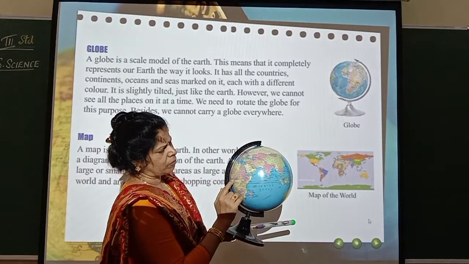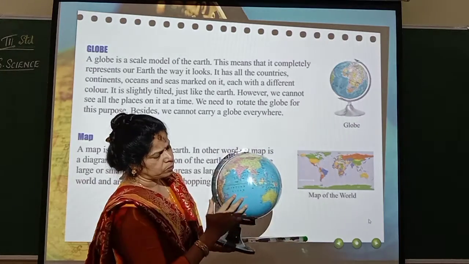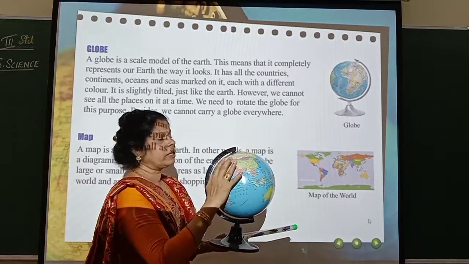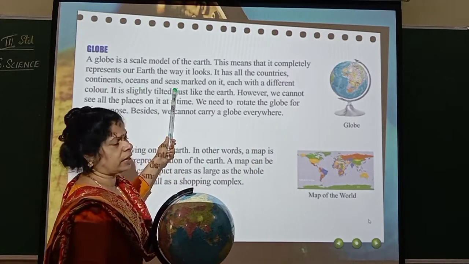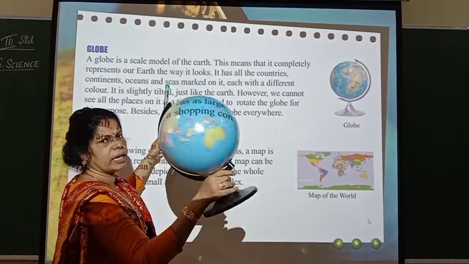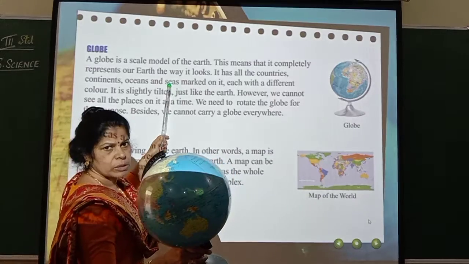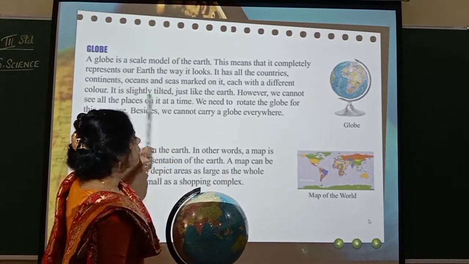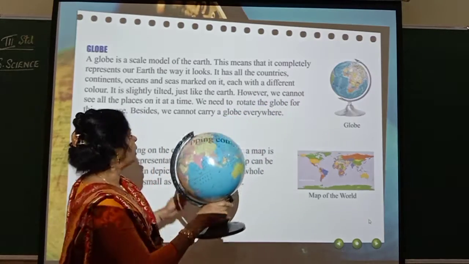See, pink is there, violet is there, yellow, little greenish, and then blue. Most of the part is blue, isn't it? All these will show different countries, different continents, oceans and seas. Especially the blue color what you are seeing is nothing but the oceans. Understood? Which is having the sea water. You can see that. Sea is marked on it, each with a different color. Here also you can make out the colors.